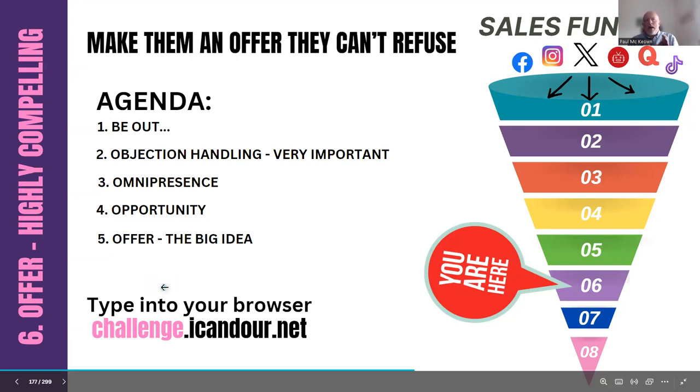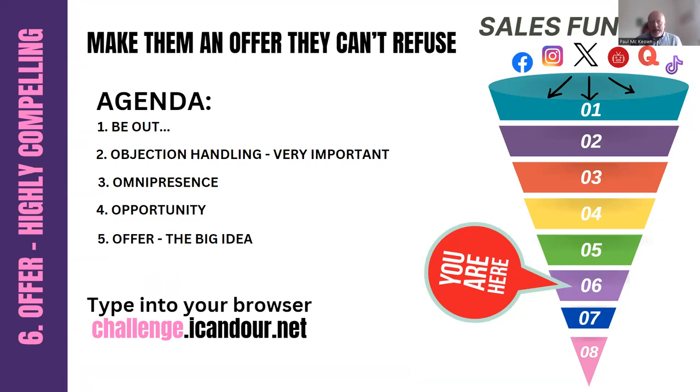Okay, so now what we're going to be covering inside this lesson is that we're going to be covering Be Outstanding, you're going to see that in a moment. And then we're going to cover objection handling. Now, we're going to spend a lot of time on objection handling because objection handling is so, so, so important. Then we're going to go through the omnipresence lesson. We're using metricool.com for our omnipresent strategy. Then we're going to show you the opportunities that you can present that make them absolute no-brainers for all of your potential clients.